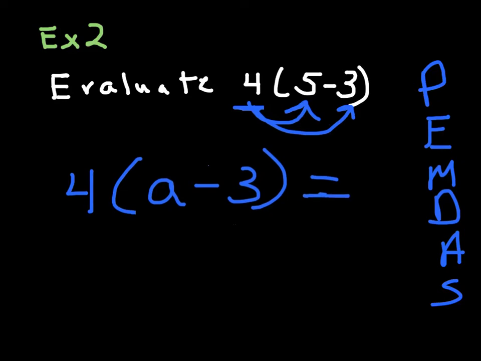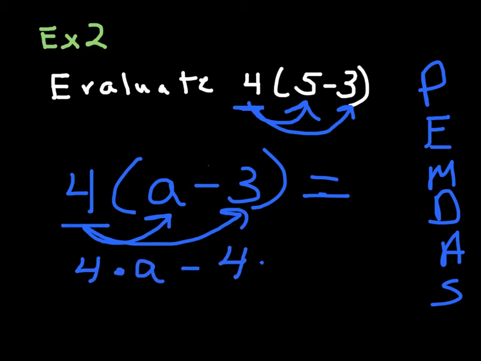I don't know. So the only way we can simplify this, and remember, when you have parentheses, it's not considered to be simplified. The only way we can get rid of the parentheses is to use the distributive property. So we would take what's outside times this, and then we would take it times that. So I would have 4 times A minus 4 times 3. Again, it's always multiplying when you use the distributive property. Now I can simplify this and write it as 4A minus 12.